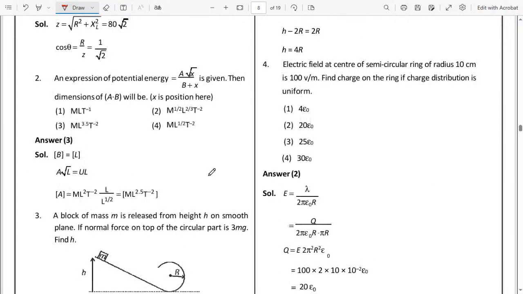Next, question number 2. An expression of potential energy is given, then dimensions of A and B will be, X is position here, right? The option 3 is correct option, students.